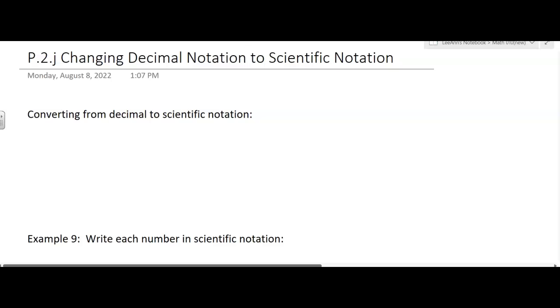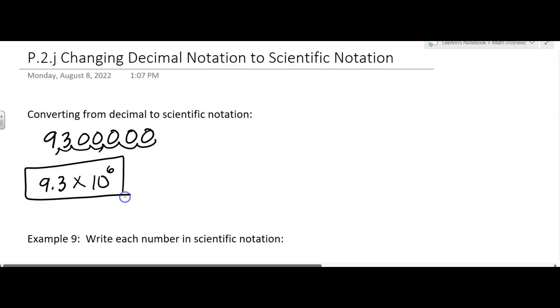So let's say we have a big number, 9300000. Let's have that many zeros. Okay, well, then we're going to make it 9.3 because it has to be between 1 and 10, the absolute value does. And then we're going to say times 10 to the, and then we're going to see how many decimal places we move. 1, 2, 3, 4, 5, 6. And now it's in scientific notation.